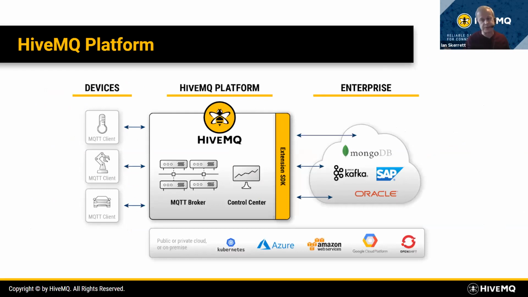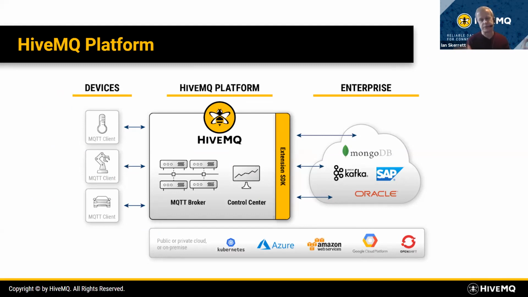So HiveMQ itself is a platform. We provide an MQTT broker that works in a very high cluster environment for high availability and high scalability. We can work across different cloud environments like Azure, AWS, Google Cloud Platform. We can run on just an on-premise data center on a Kubernetes installation, or even on any virtualization technology that you might find in an on-premise data center. The devices connect into the platform.